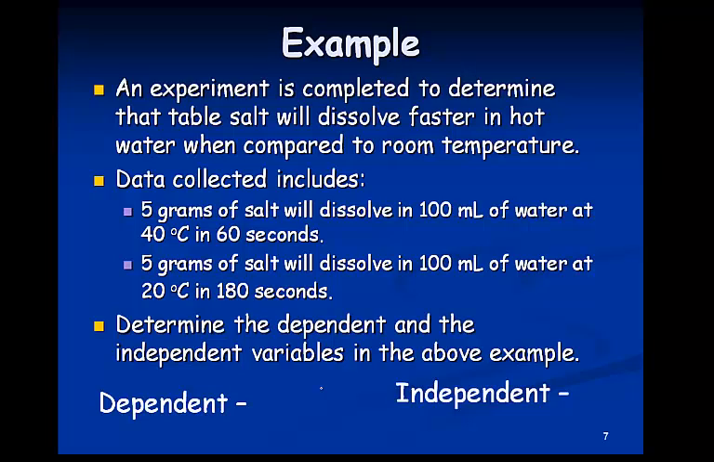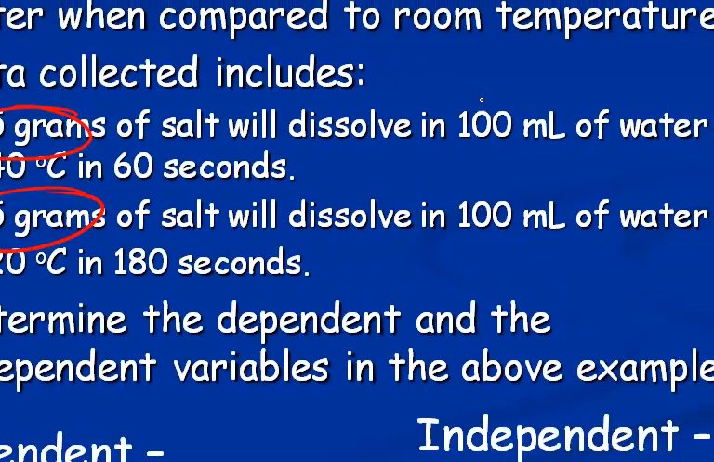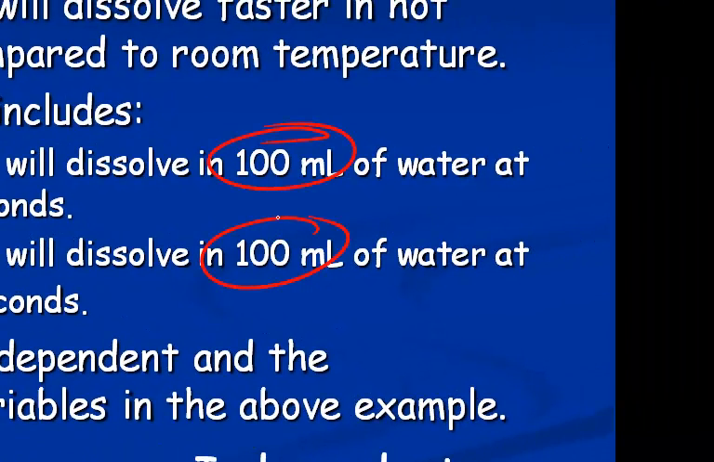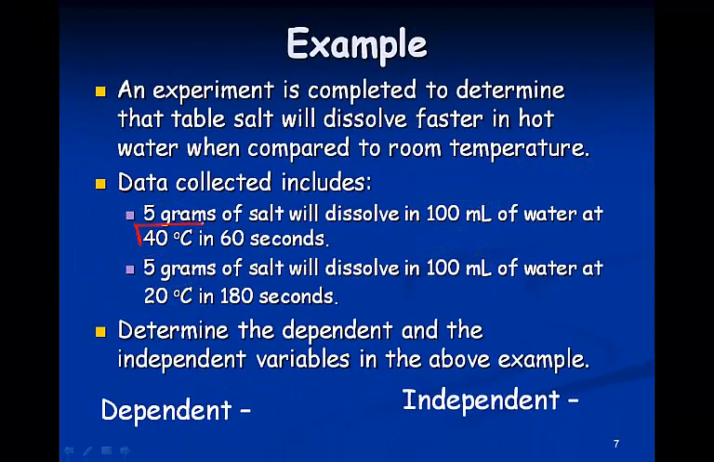Well, 5 grams of salt and 5 grams of salt are the same. These do not change. These are controlled variables. 100 milliliters of water. The volume of water is the same. These are also controlled variables. So what we're left with is 40 degrees Celsius and 20 degrees Celsius.